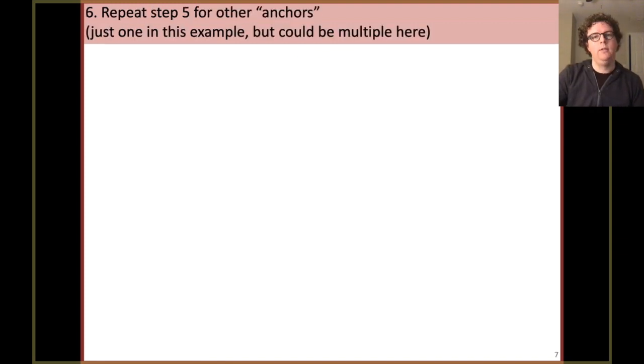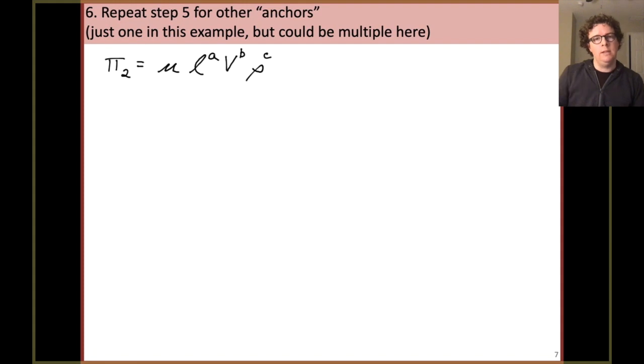Step 6: repeat step 5 for any other anchor variables that you have. In this problem, we had a total of 2 anchor variables, 2 pi terms that we were after, so we have just one time to repeat this. If you have 6 anchoring variables, you're going to have to repeat that step 5 more times, so a total of 6.